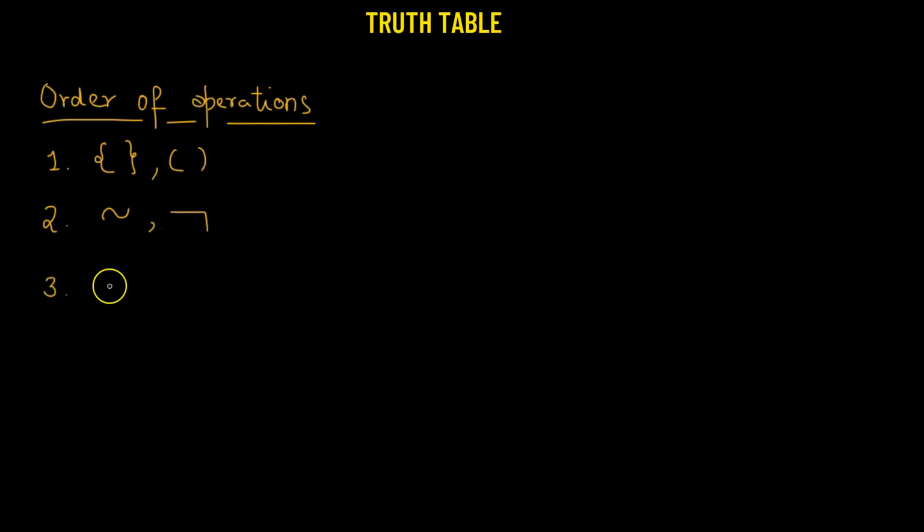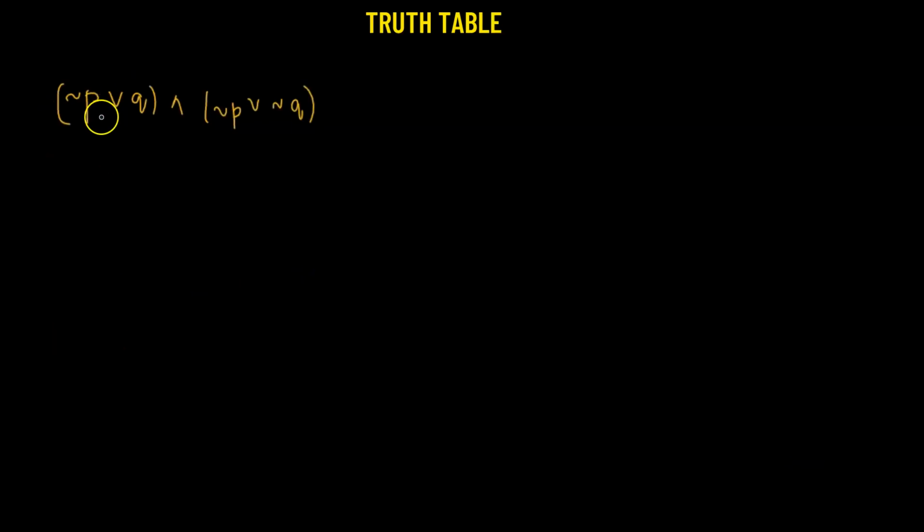The third order of operation is working with conjunctions, and whenever we're dealing with conjunctions, it has to go from left to right. And finally, we work with disjunctions as we move from left to right. So we'll be using this particular order of operations to construct a truth table. So let's work on the first problem.